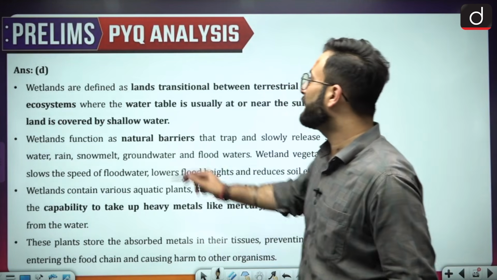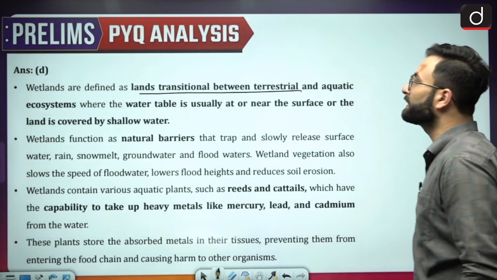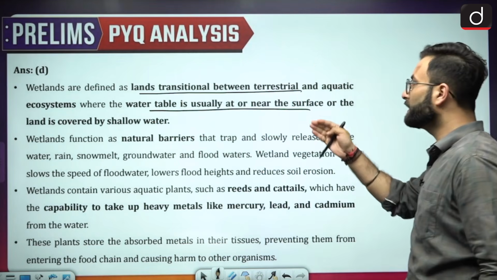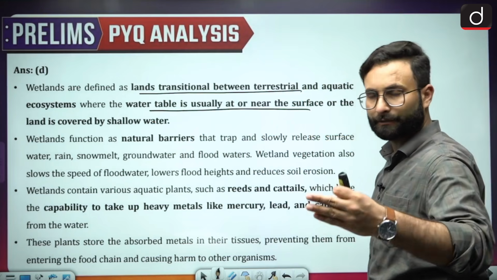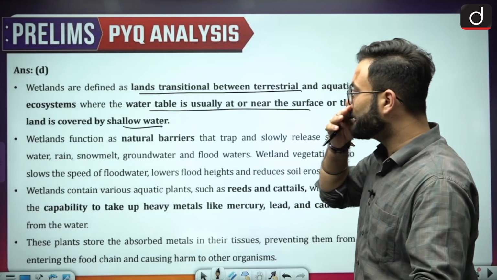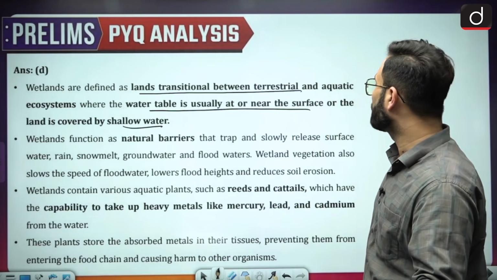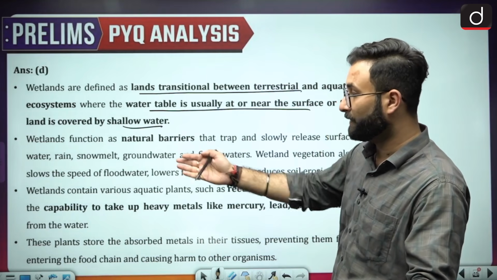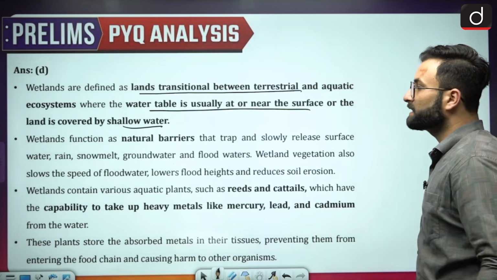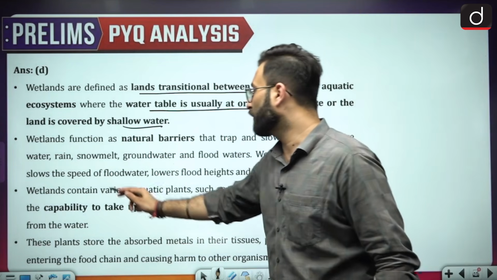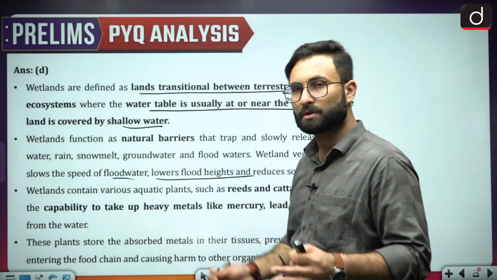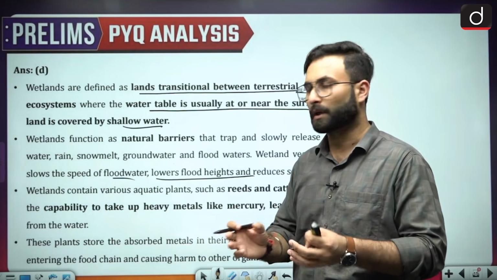Wetlands are defined as the land transitional between the terrestrial and the aquatic ecosystem, where the water table is usually at or near the surface of the land, covered by shallow waters. Wetlands function as natural barriers that trap and slowly release surface water, rain, snow melt, groundwater, etc. Wetland vegetation also slows the speed of the flood water, lowers the flood heights, and reduces soil erosion. That is there because there are plants which are holding the soil together.